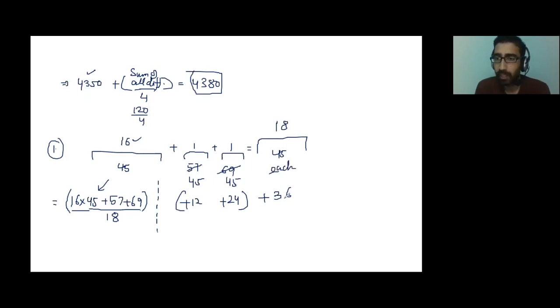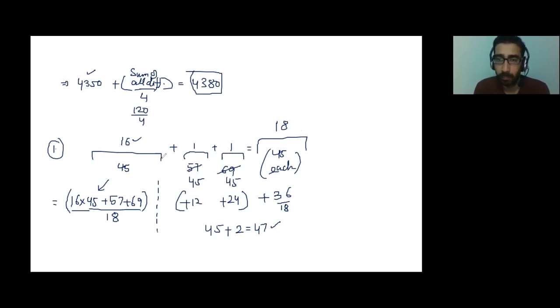So obviously, the new average is going to be 45 that everyone already has, plus 36 extra divided by 18, which is 2. My new average comes out to be 47. You don't need a pen and paper to calculate this. It takes a minute. Is this clear, guys? Did you understand this? If you did, I will ask you to try the other question.